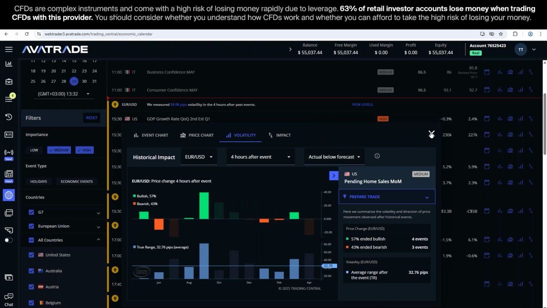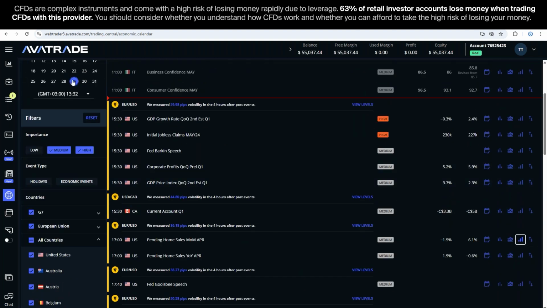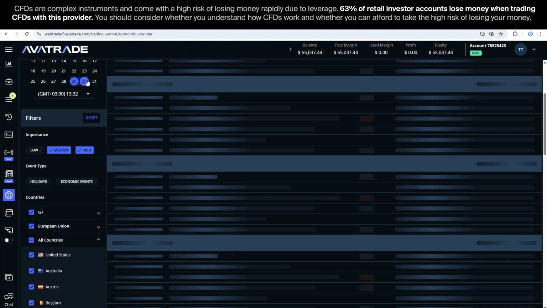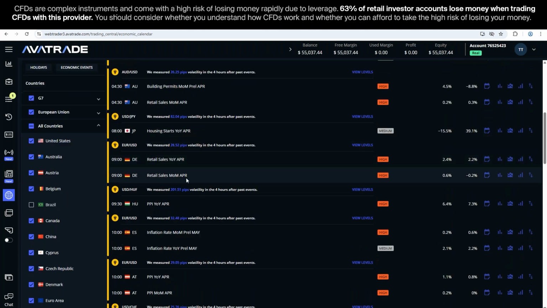So you can start to look at these statistics on different announcements and see which ones have the strongest reaction to maybe disappointing news or better than expected news. And we can move in also to tomorrow's announcements. We've got retail sales year over year, month over month coming out of Germany.